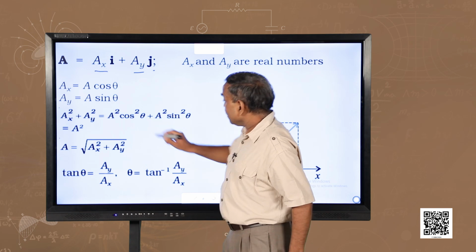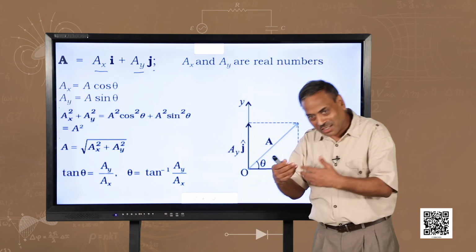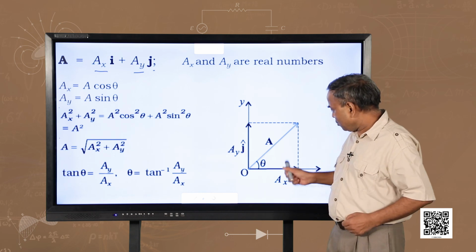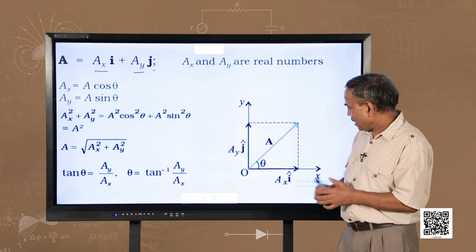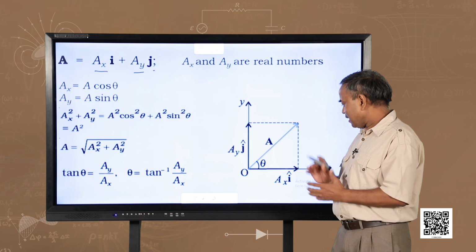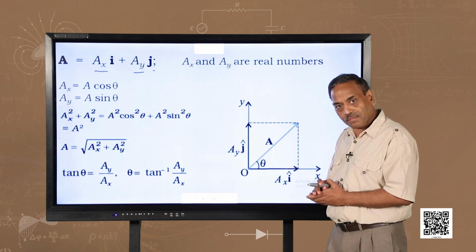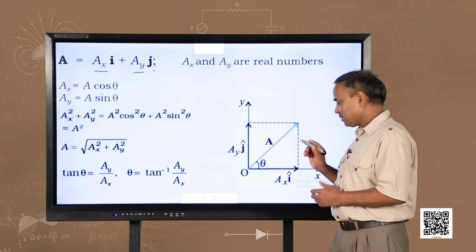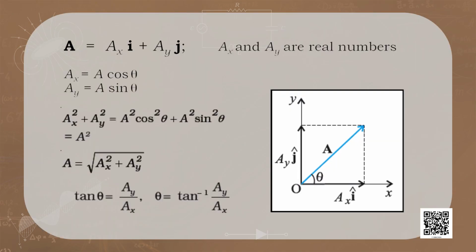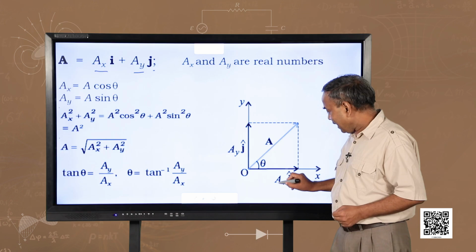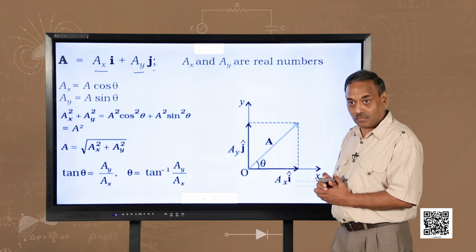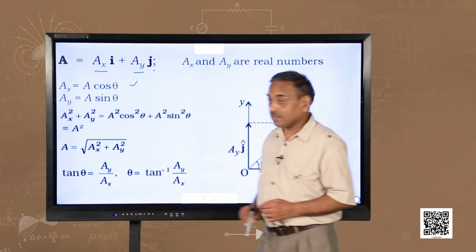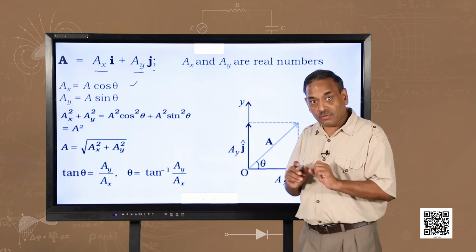Here, by simple trigonometric functions, I am sure that you have seen them. Look at this angle, look at this diagram. This is vector A, this is angle theta. What is cos theta? Base divided by hypotenuse, right. So cos theta is equal to Ax divided by A. So Ax is nothing but A cos theta. Shall I repeat it? Fine.